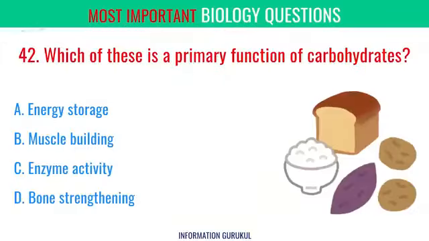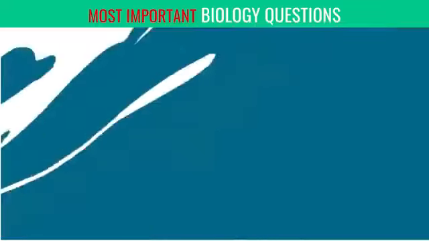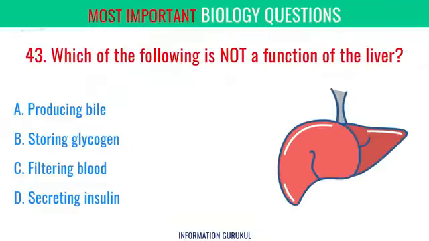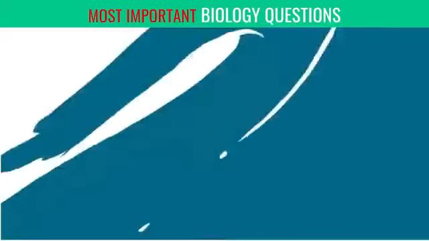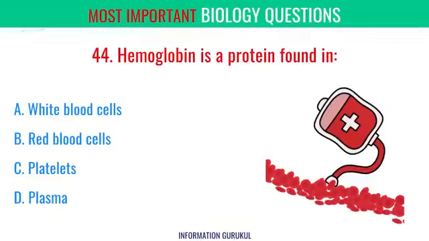Which of these is a primary function of carbohydrates? Energy storage. Which of the following is not a function of the liver? Secreting insulin. Hemoglobin is a protein found in red blood cells.